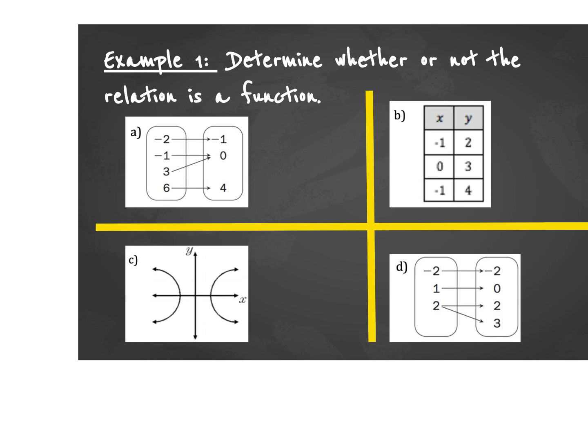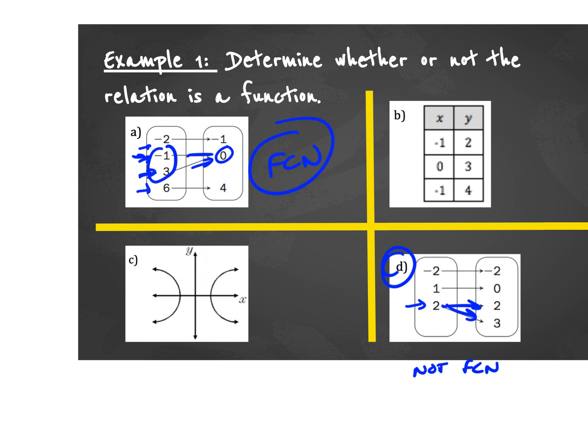If I look at letter A, every input goes to one specific output. I know both of these go to 0, and that's fine. They each have one output. That is different than down here in D. You notice how 2 goes to both 2 and 3. That is not okay, so that makes that one not a function. That makes this one a function.